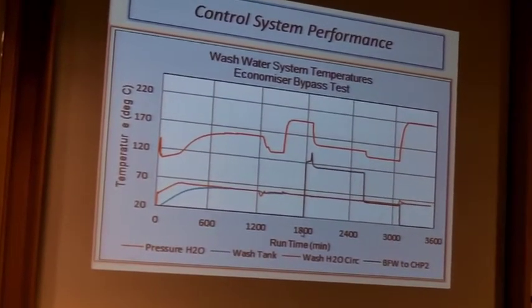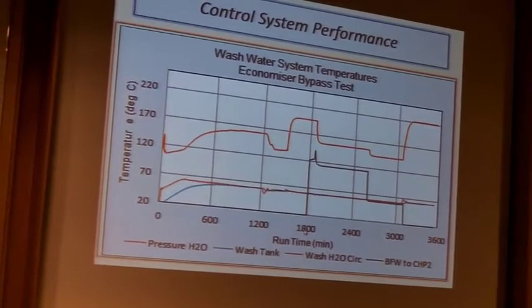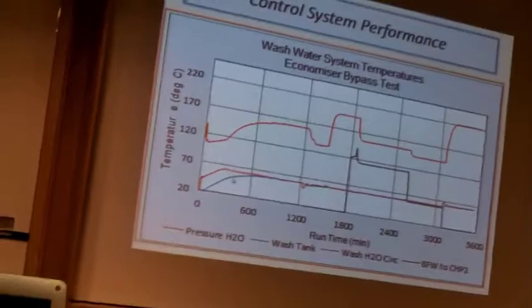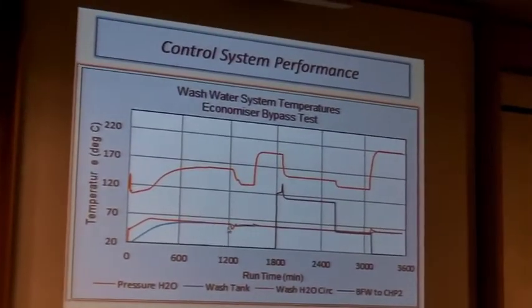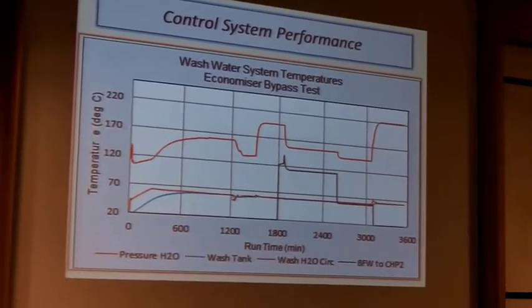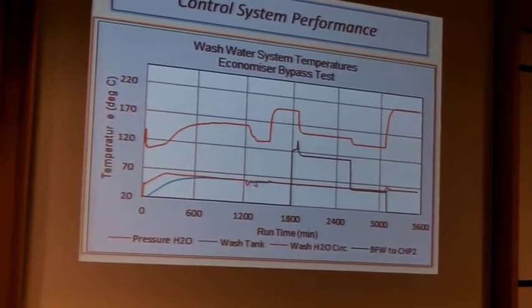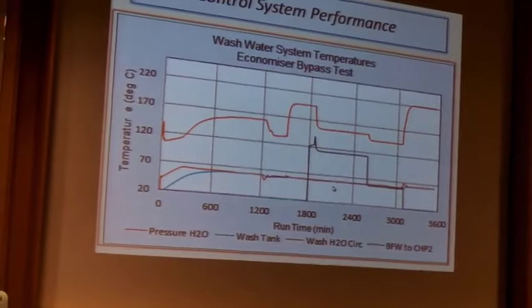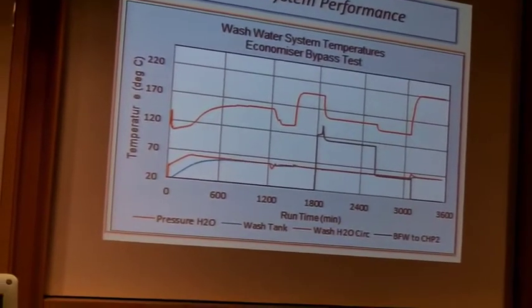That was a test. What happens if the economizer suddenly kicks off? All of a sudden we get this kick in temperature here, but again you can see that the tank temperature is pretty stable. So it's showing that the control loop, provided everything's working fine, is quite responsive.